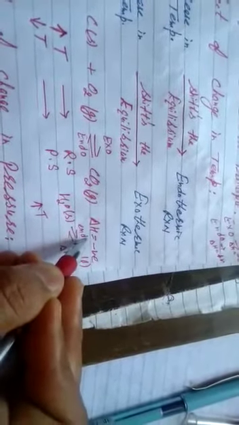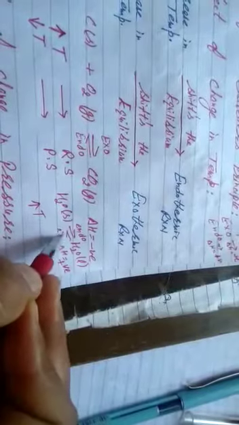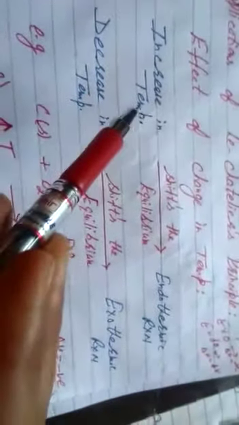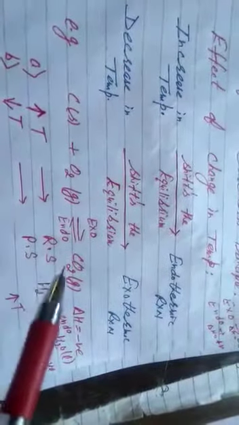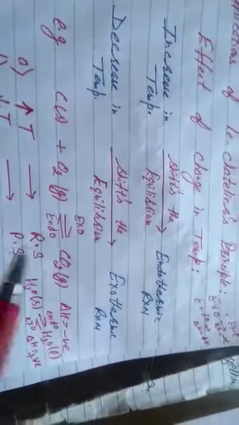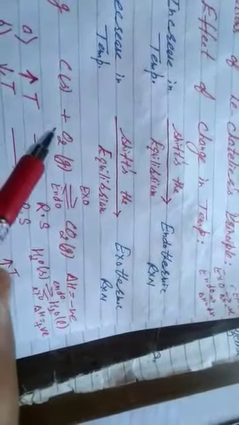Delta H positive means forward is endothermic. Forward reaction is endothermic, 100%, backward is exothermic. That's the first application and that's the key point. Increase in temperature towards endothermic, decrease in temperature towards exothermic. But what you write? You have to write reactant side or product side, right side or left side, depending upon the nature of reaction. If it is exothermic, decrease in temperature exothermic, so we write product side. Increase in temperature endothermic, so we write reactant side. Because delta H negative, forward exothermic, so backward is endothermic.